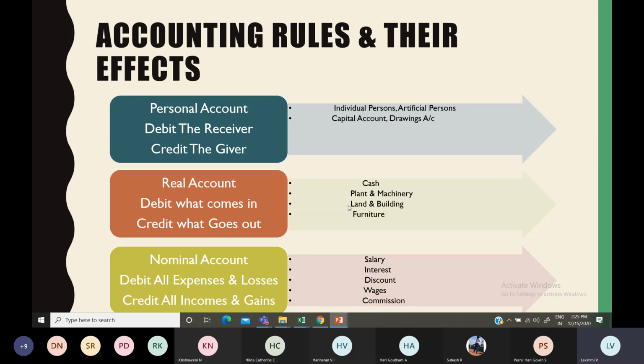Only then can you post whatever transactions are given to you and pass your journal entries, and later the ledger, trial balance, everything, you can carry out only if you are thorough with these accounting rules and how to debit or credit. You must know the types of accounts and their rules. So that's all with respect to accounting rules and their effects.